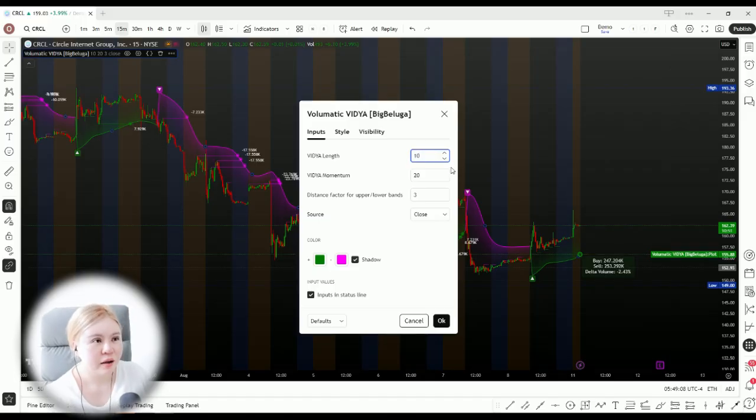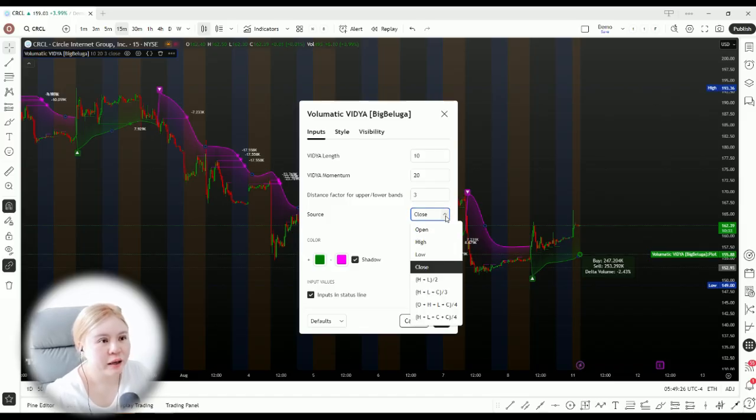VIDYA momentum. Higher values give you a smoother trend cloud, while lower ones make it more reactive to price swings. Band distance. This says how far the upper and lower bands are from the VIDYA line. Use a bigger distance for wider, volatile markets and a smaller one for calmer ones. Pivot detection. This controls how the indicator marks highs and lows and where volume labels pop up. Here are my settings, but feel free to tweak these and let me know what works for you in the comments.